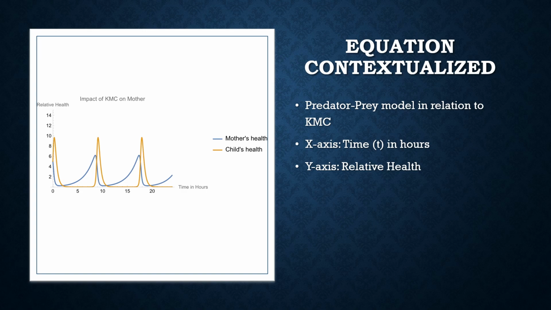Here, when we've plotted our graph on the left side, we see that the mother's health is highest when the child's health is lowest, as seen in classic predator-prey models, but also that at the 8-hour mark, the two lines intersect, and this occurs at every 8-hour mark within 24 hours. This suggests that 8 hours is the optimal amount of time for KMC to be applied in daily sessions, and that this should be followed with no less than 8 hours of rest.